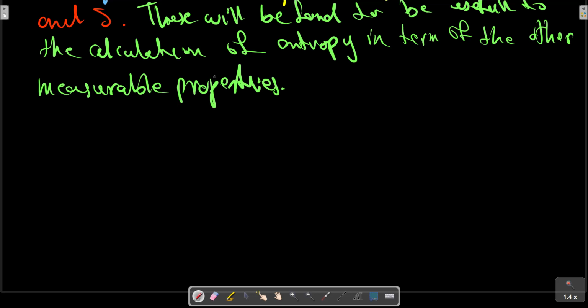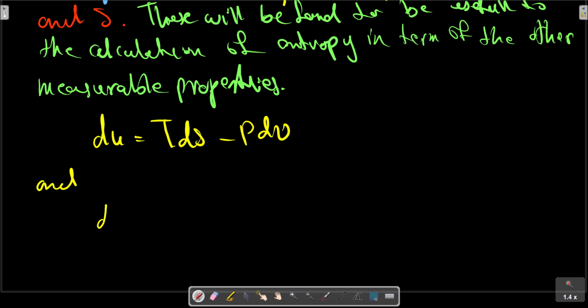The Maxwell relations are most easily derived by considering the different forms of the thermodynamic property relation, which was the subject of section 8.5. The two forms of this expression were previously expressed as dU equals T dS minus P dV, and dH equals T dS plus V dP.